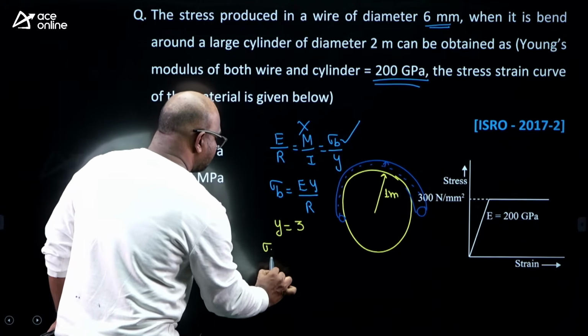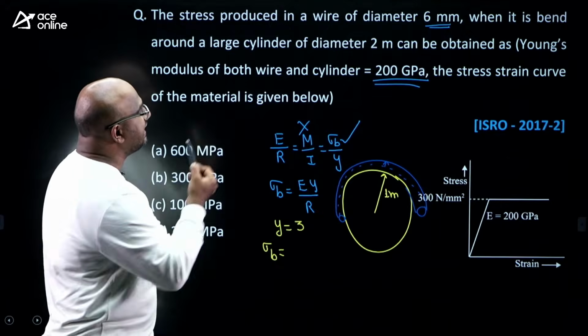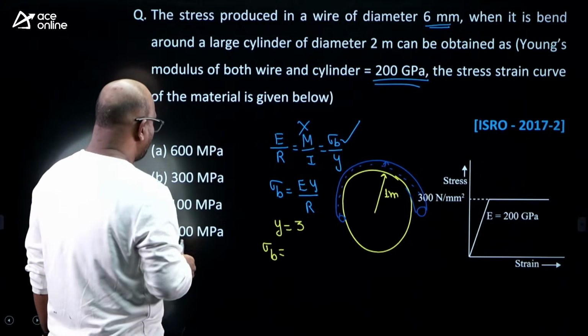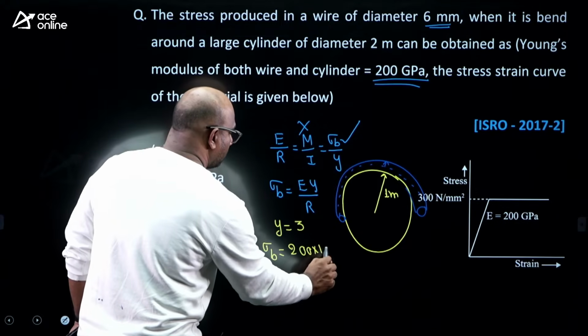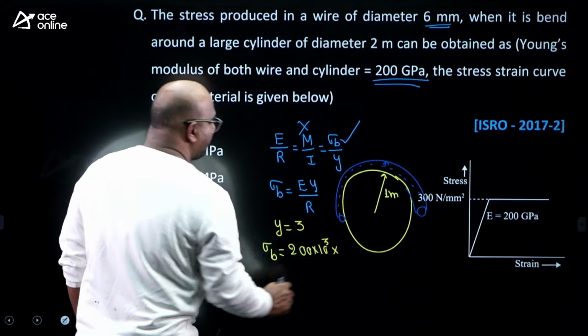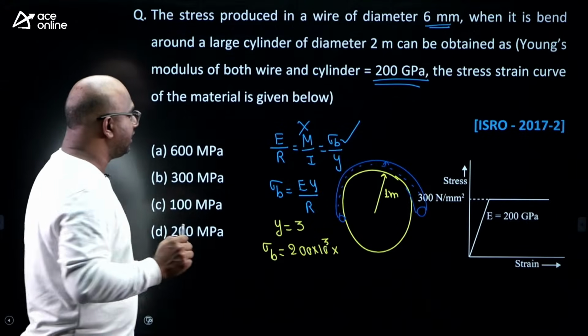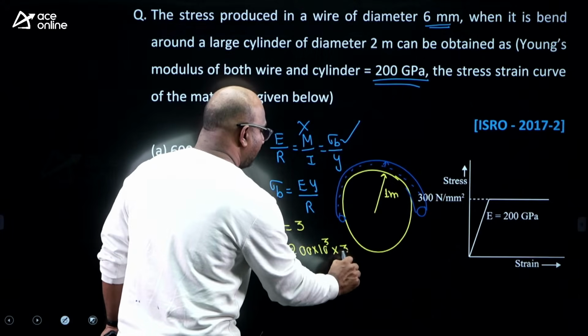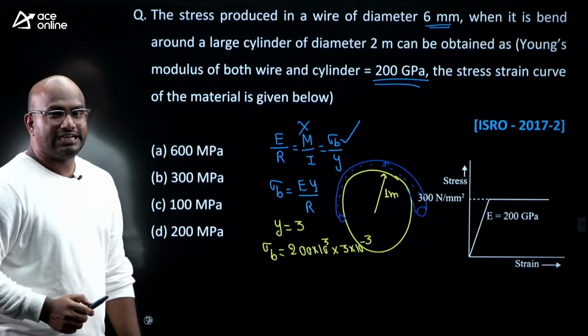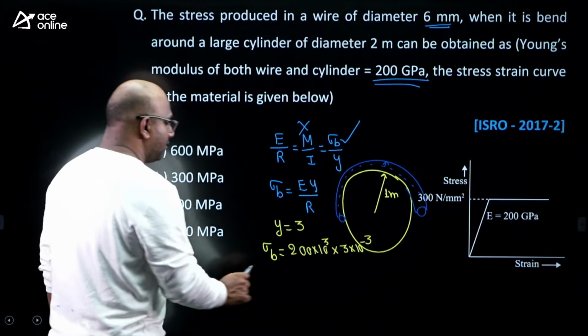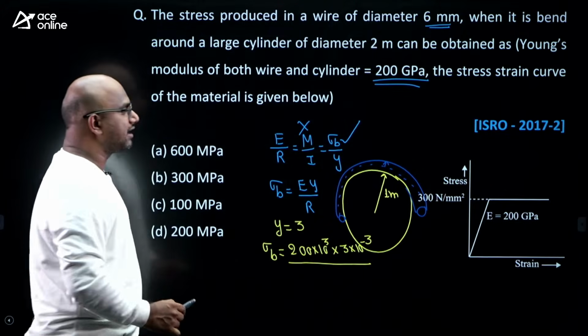Just to make it, sigma by y equal to E by R. E equal to how much, guys? 200 gigapascals. So 200 into 10 cube. Take care of the units, guys. Y equal to how much? 3 into 10 power minus 3, divided by R. R equal to how much?